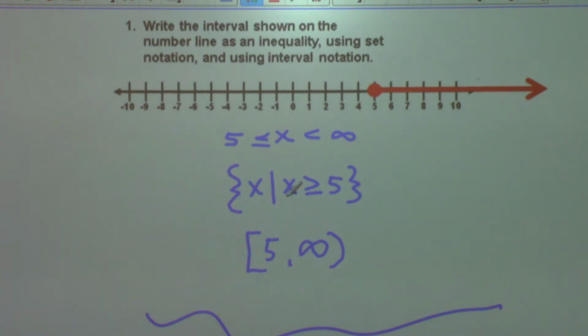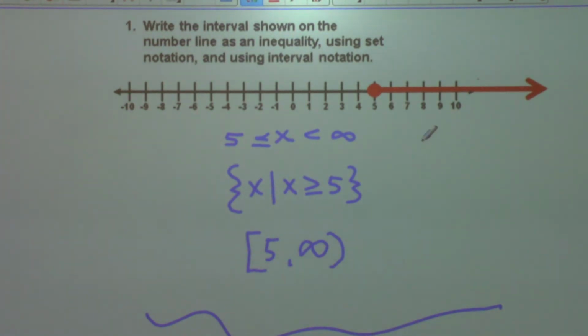How do you know when to put a bracket or parentheses? That is a beautiful question. Can anybody answer Haley's question? Yes, go ahead, Cheyenne. When there's a point, you put a bracket, when it's equal to.